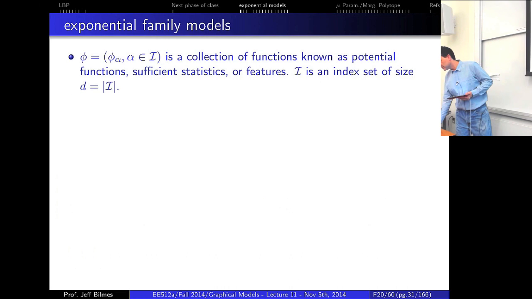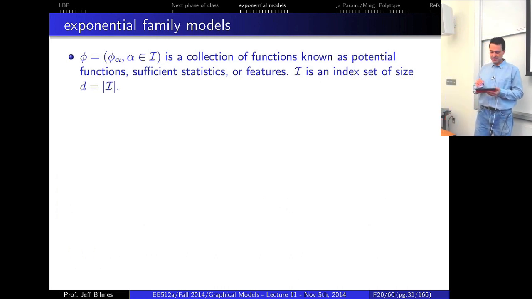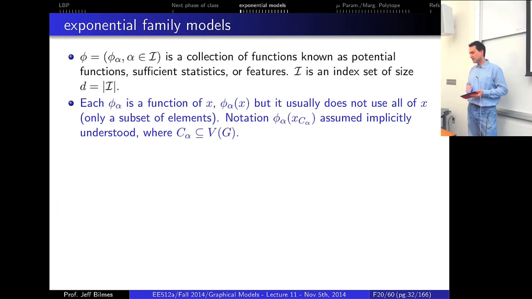So, first of all, we start with a collection of functions. So phi now is a vector of functions indexed by this script I. So I is the index set, and it's of dimension d. So we have d such functions. Whenever we see phi, we're looking at a vector of size d. And each such function, each phi sub alpha, is a function of x. And so here's the notation. This is a very general thing. Alpha essentially determines the function.